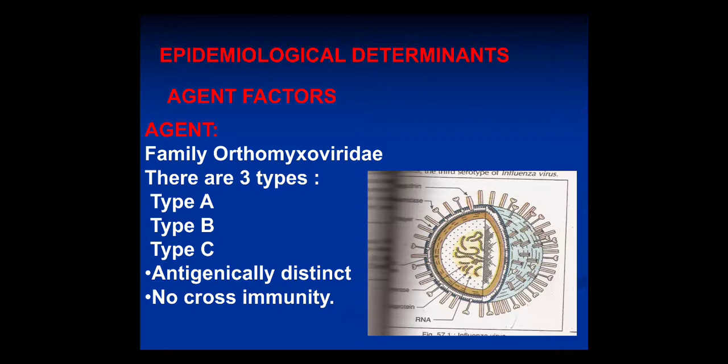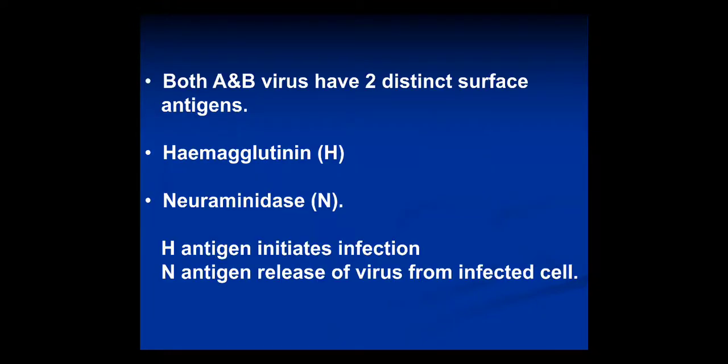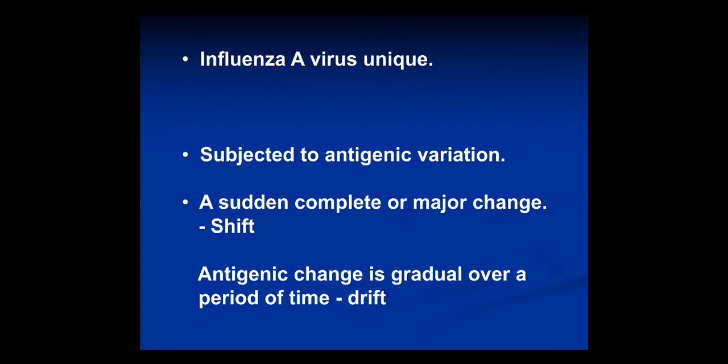So it belongs to Orthomyxoviridae, types A, B, and C, antigenically distinct, and no cross immunity is seen. Currently classified as H1N1, H2N2, H3N3, and there are old classifications, but let's not go into that. Both A and B viruses have 2 different surface antigens, hemagglutinin H and neuraminidase N. H antigen initiates the infection, and N antigen releases the virus from infected cells.